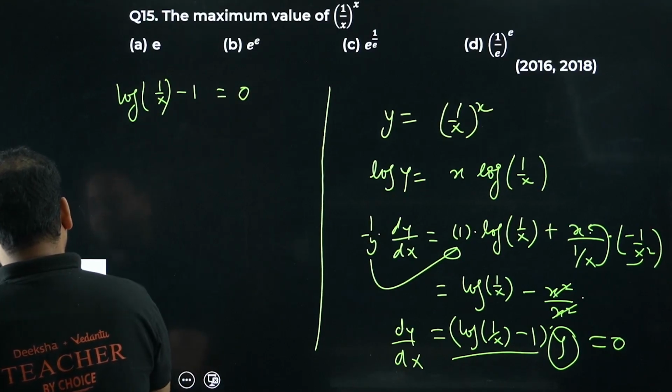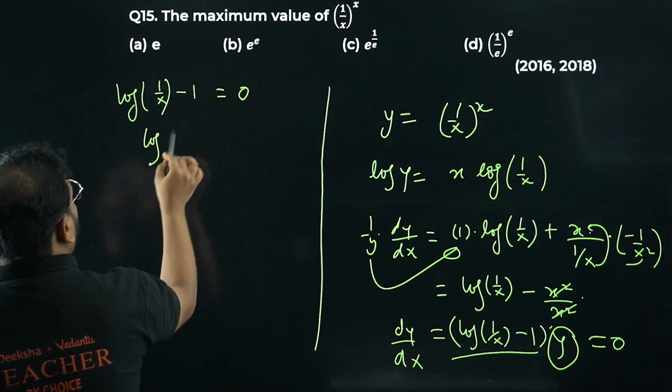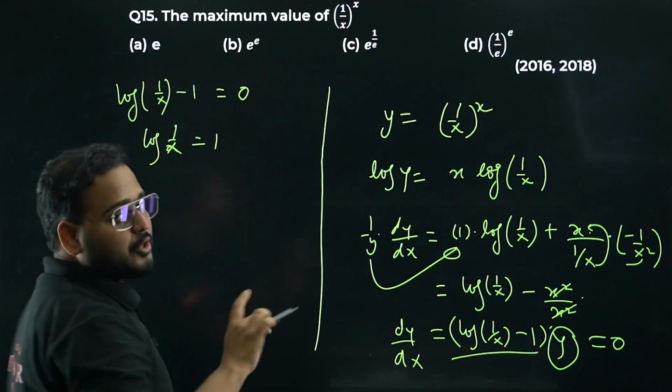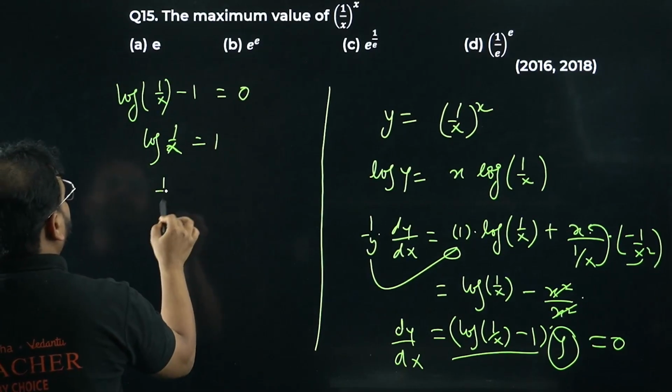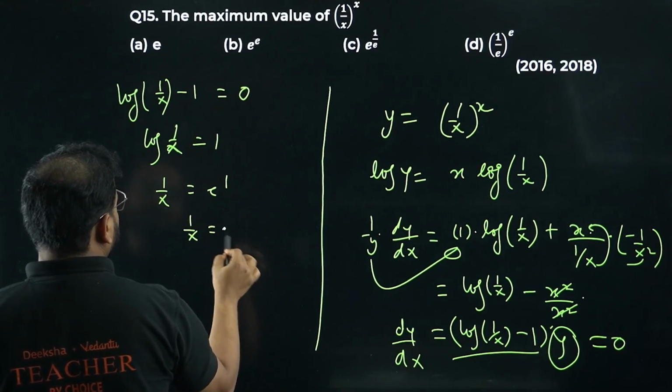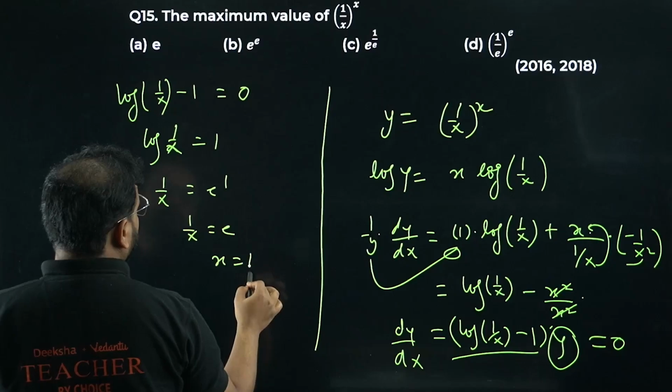Alright, so let's continue. I get log of 1 by x equals 1. It means apply e now. Apply exponent on both sides. We get 1 by x equals e power 1. So basically 1 by x equals e. So we get x equals 1 by e.